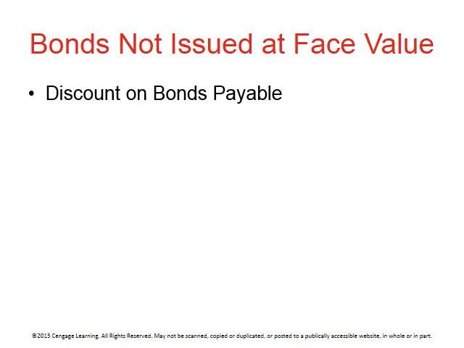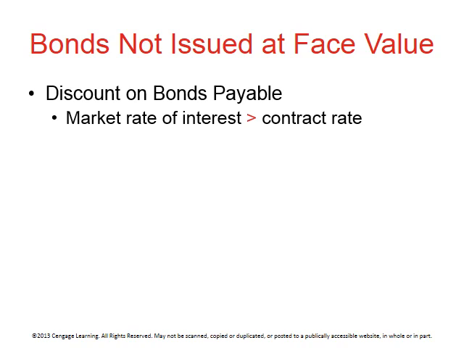So bonds not issued at face value. So you can have a discount on bonds payable. So this is where the market rate's greater than the contract rate. So if we have a $100,000 bond we want to issue at 5%, but the market rate of interest, they can go earn 8% somewhere else, we're going to have to sell that $100,000 bond for less than $100,000. So we're going to have to offer a discount. So somebody's going to give us $95,000, let's just say, for a bond that has $100,000 face value. So it's a discount.